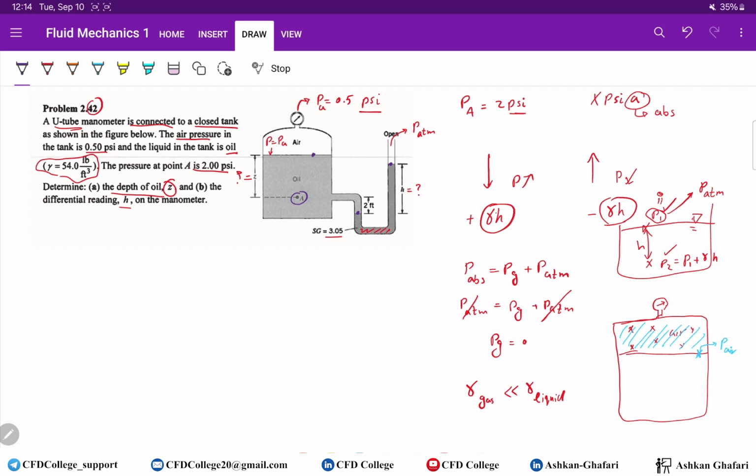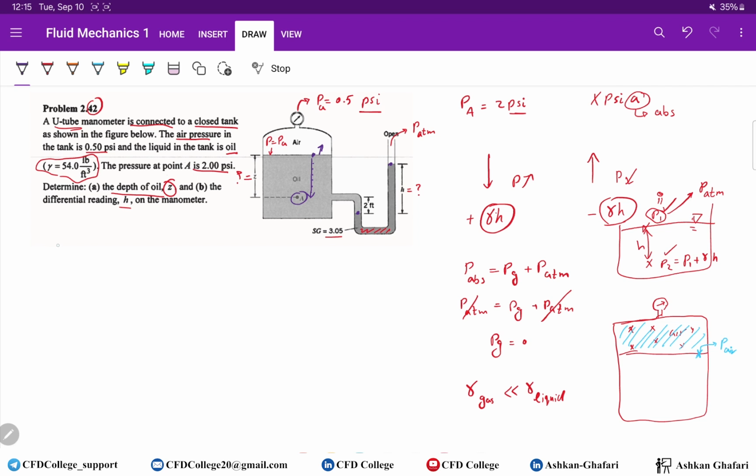After identifying the key points, you have to move from one point towards another and think about the movement, whether it's downward or upward, and then add or subtract the pressure difference. So for part A, we should find Z. It's obvious that we have to move from this point, for example, point 1, up to point A. So if I move downward, I can reach point A.